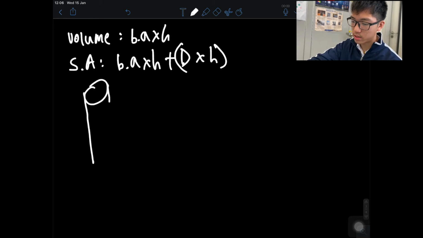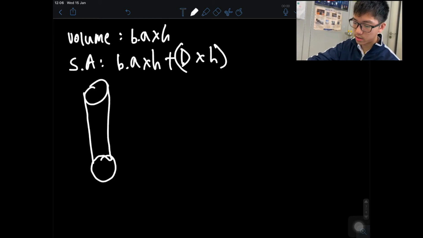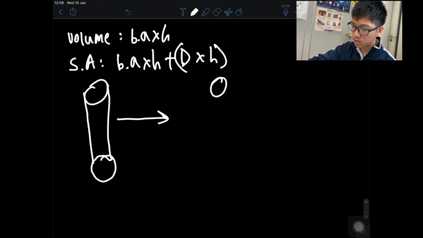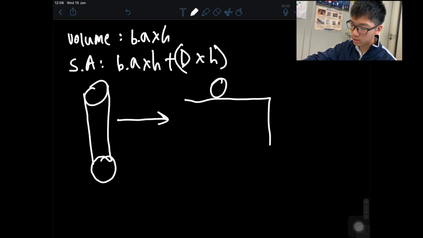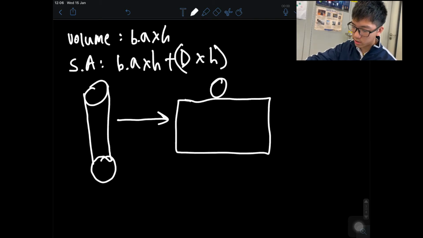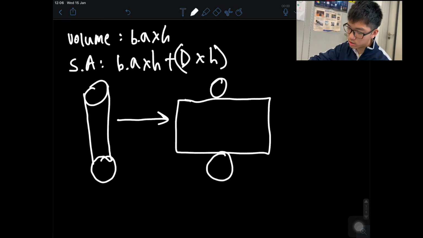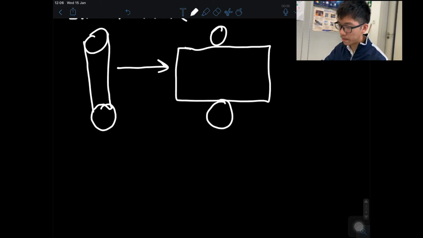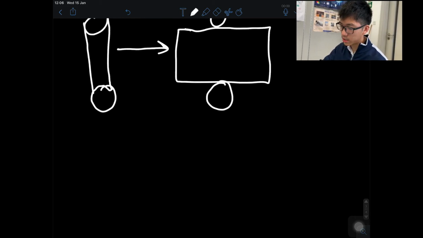So if I was to represent this graphically, we have something like this. This, of course, is a 3D representation, which can be moved to a 2D representation, where we have the bottom part of this circle. We have the main part, which is unraveled to represent a 2D rectangle, and we also have a bottom circle.